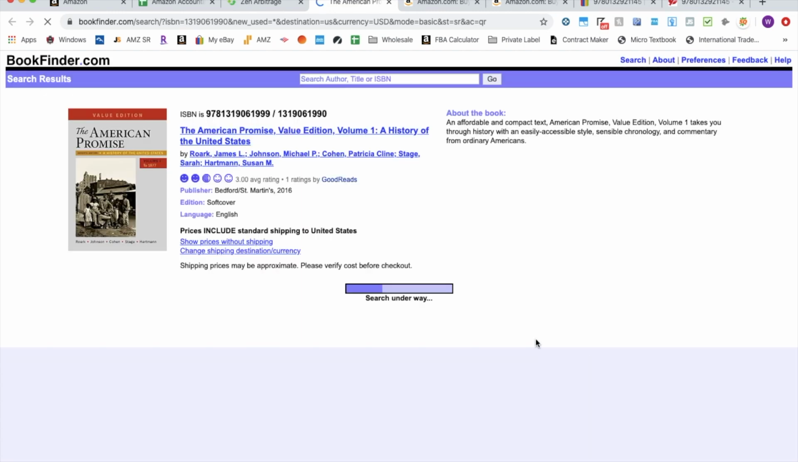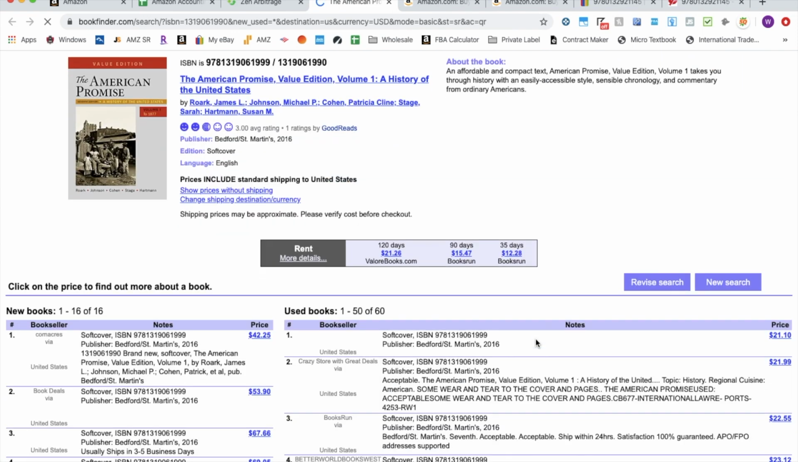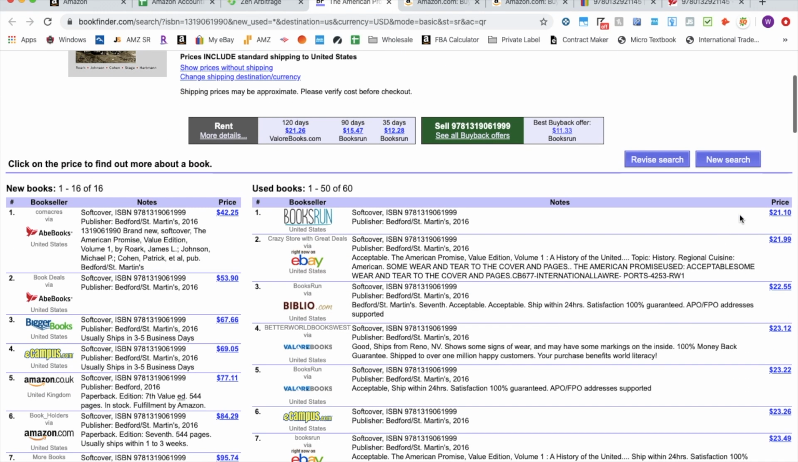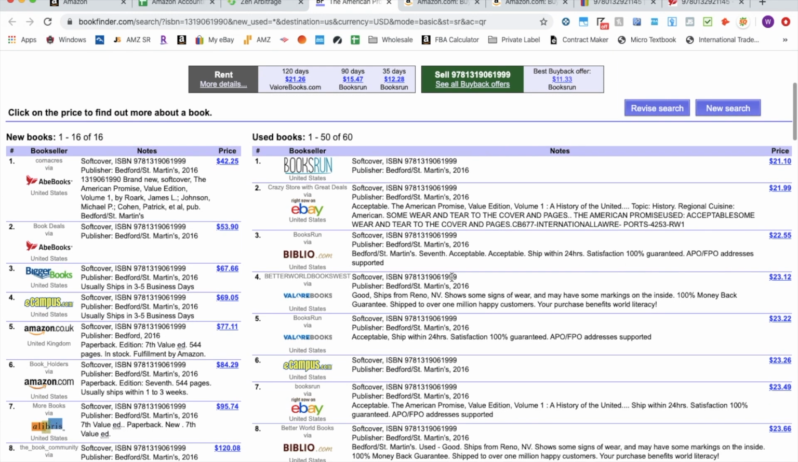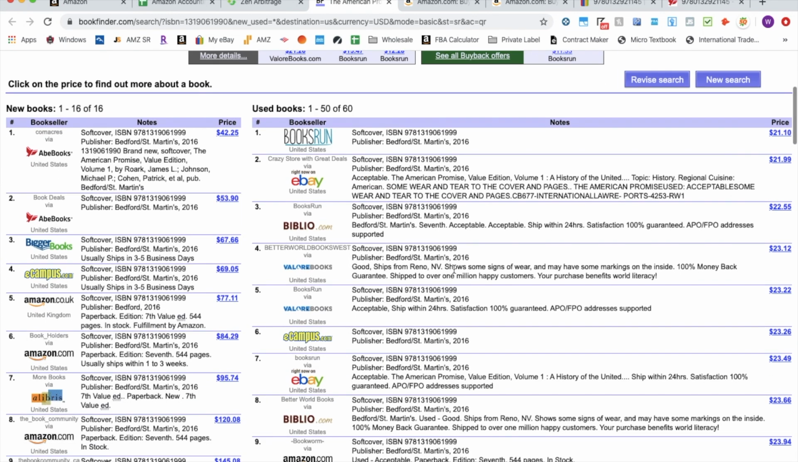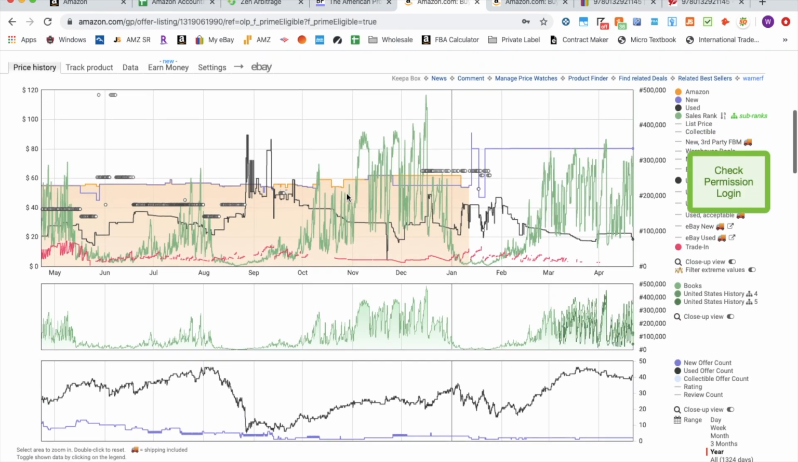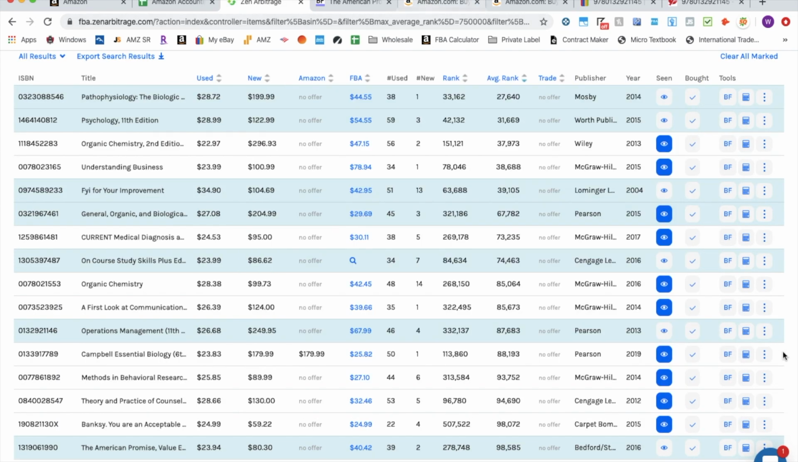See what Bookfinder has for us. And we've got a couple around there. This one's acceptable though. You want to stay away from those. A lot of times acceptable copies will have water damage, just way too much wear, and if you're sending them into FBA like we are, you're going to want to stay away from that. Looks like Valor has it for 23, so maybe we can give this a shot in the calculator.